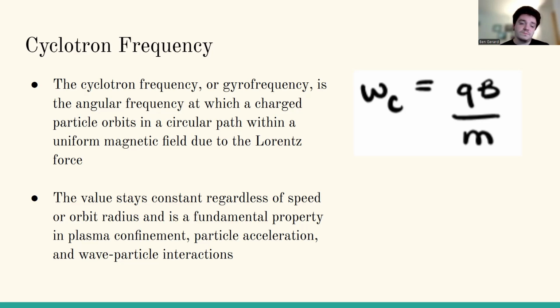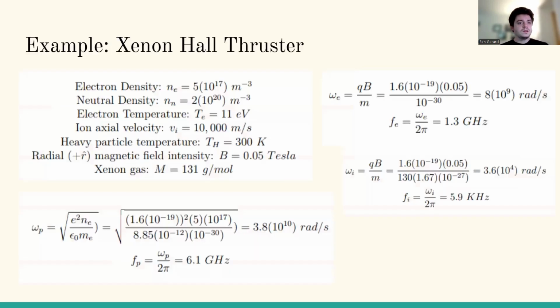This value is significant in the study of plasmas because it stays constant regardless of speed or orbit radius or any other value besides the magnetic field and the mass of the particle. And it is a fundamental property used in plasma confinement, particle acceleration, wave-particle interactions, and basically all of plasma studies use the cyclotron frequency. So the example I'm going to go over is a xenon Hall thruster.